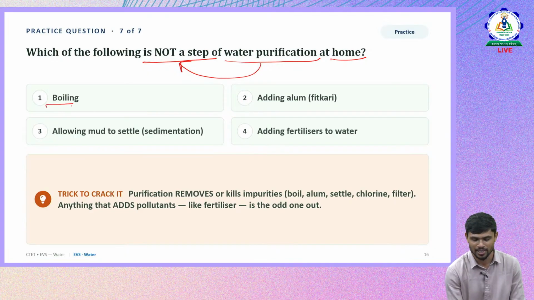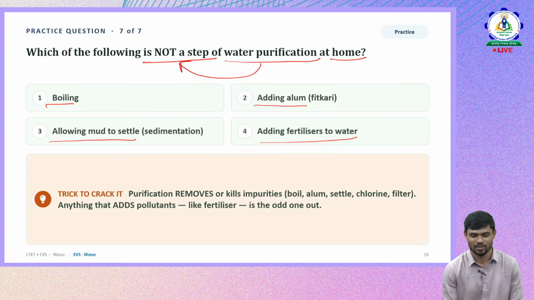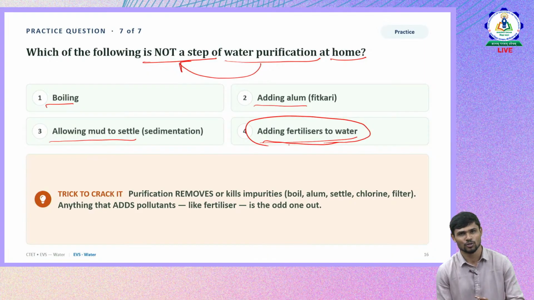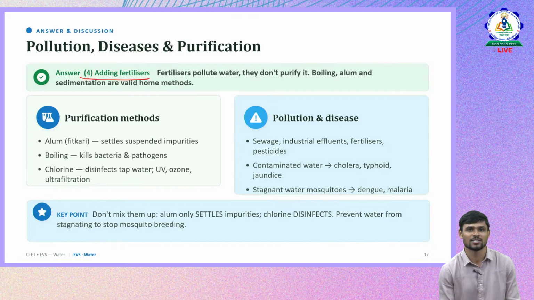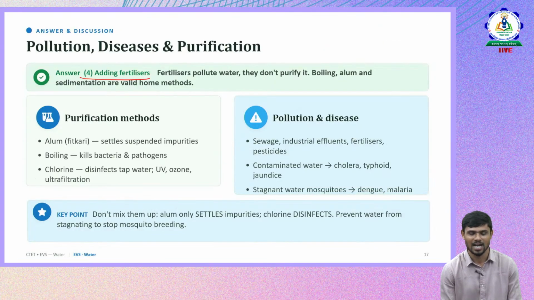Is it boiling? Is it adding alum? Allowing mud to settle? Is it adding fertilizers to water? Which one of these is not a step of purification? When we look at the options, one odd one is really seen here: adding fertilizers to water. We know that one of the reasons for pollution is fertilizers in agriculture. The right answer is that adding fertilizers to the water is not a purification process. It's not only at home, it is anywhere.